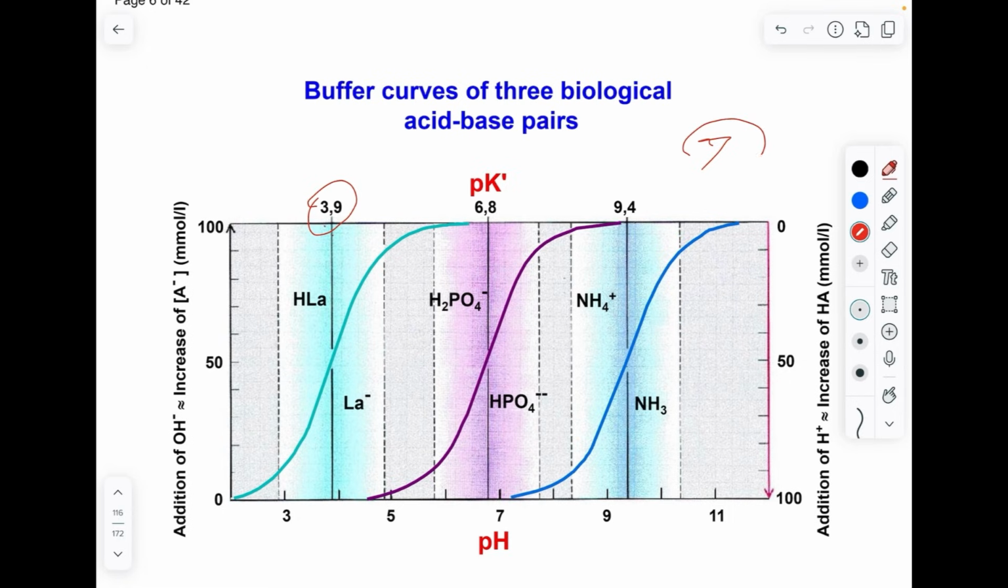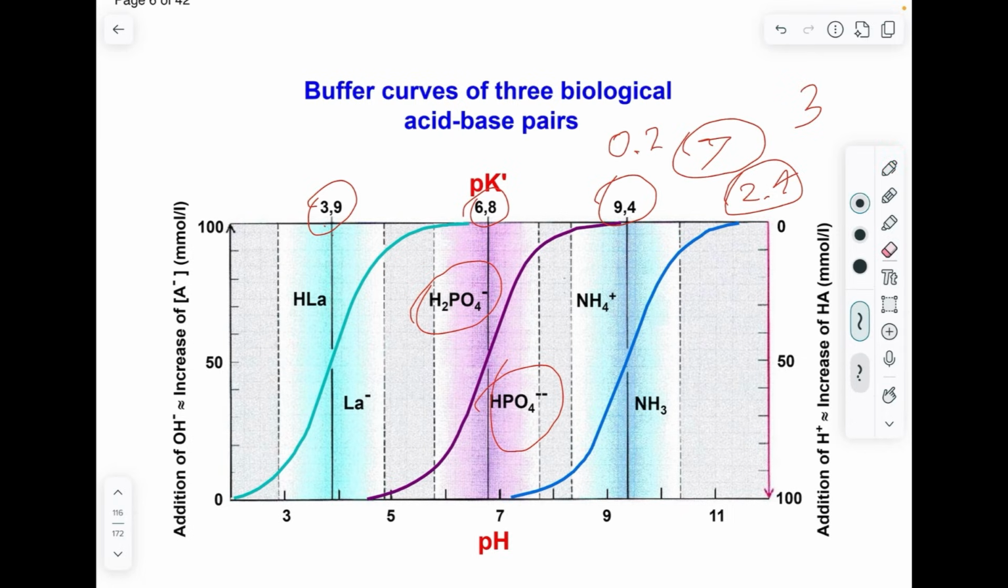The difference between the pK and the pH is 3, which means it's not a good buffer because we said 1.3 is our maximum. Look at this one, 9.4. Difference between 7 and 9.4, about 2.4. Is it good? No, it exceeds the 1.3 limit. But look at this buffer, the phosphate buffer. It's 6.8. It means it's 0.2 difference between the pK and the pH of the body. Hence, it's a very good buffer. But can we say that though?